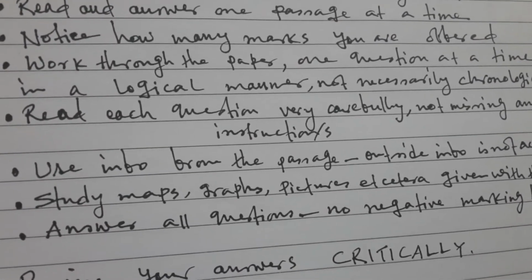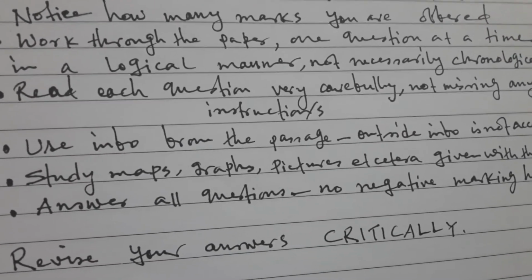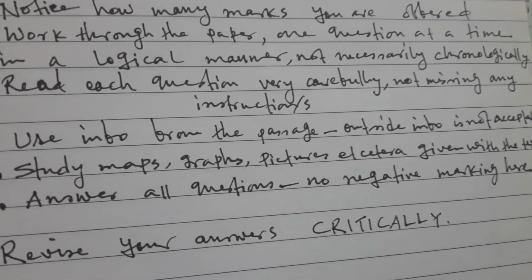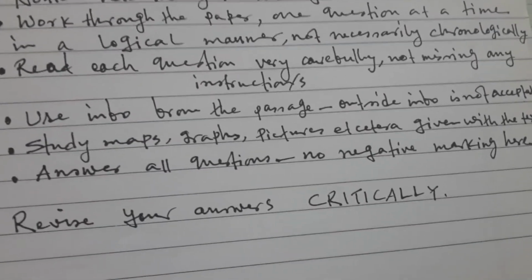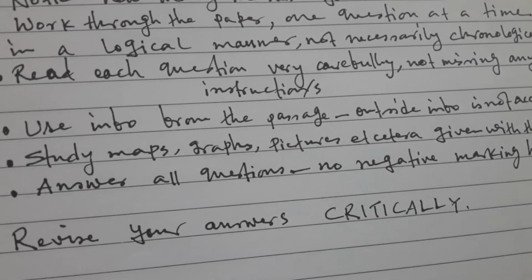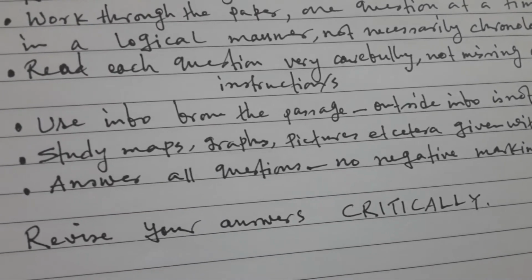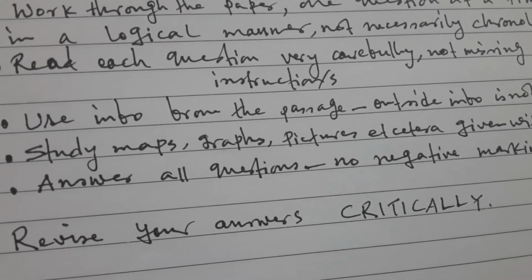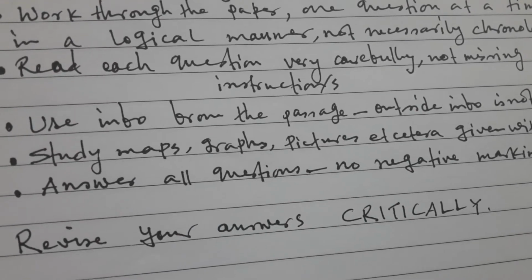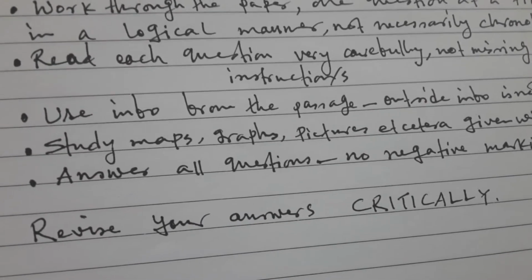Next point, work through the paper one question at a time in a logical manner, not necessarily chronologically. Why this advice? You might find question number 2 or question number 4 rather difficult. You are not finding a satisfactory answer right now. Don't get stuck. Don't waste time here now. Move on. Do all the other answers.